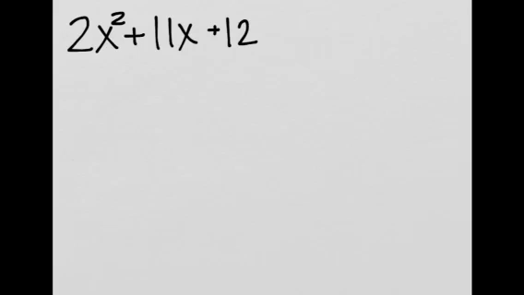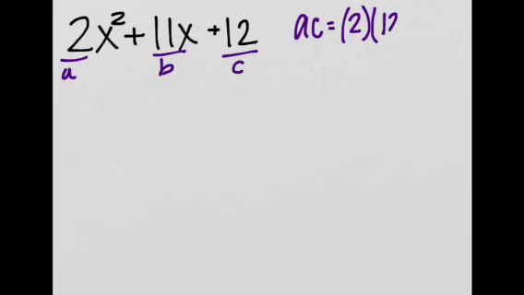So just as before, we want to identify our a, b, and our c. So our a is 2, our b is 11, and our c is 12. Okay. The next step that we want to do is we want to find AC, the product of our a term, 2, times our c term, 12. We get 24. Okay. When we factor trinomials when a equaled 1, we only had to find the factors of our c term. Now we need to take that a into consideration.